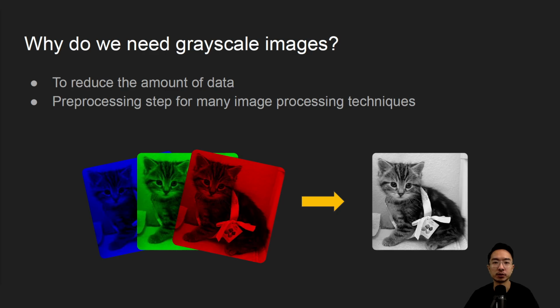Okay, now you might be wondering, why do we need grayscale images? One of the main benefits is to reduce the amount of data, because with a color image we have three channels, and with a gray image we have only one channel. So three versus one, obviously with a single channel you use a third of the amount of data. A lot of times for certain pre-processing steps for image processing, it may be useful to just look at a combined channel instead of all three.